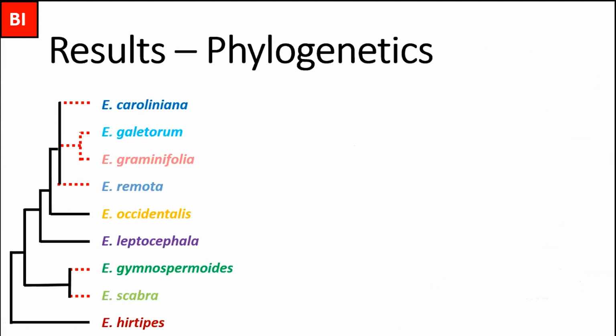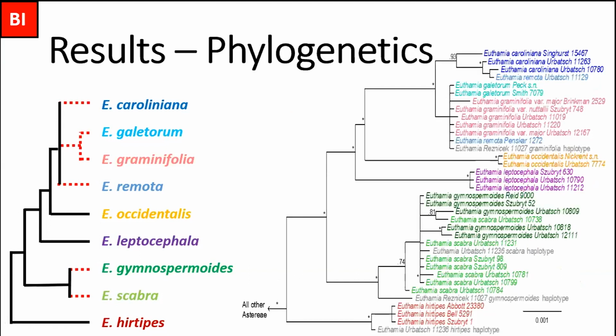Now, I'm going to show you the results from the Bayesian analysis because they're a little bit different for this upper cluster. We see that all the Graminifolias are together now, but there's not strong support for them being there with Galatorum. The remota samples are sort of all over the place, although Caroliniana almost groups completely together now using these data. But we still don't see strong support for either Scabra or Gymnospermoides being monophyletic, and we may just not have enough data resolution to parse these out currently, or it might be a case where one species is paraphyletic to another. We just don't have the resolution using these cistron data.